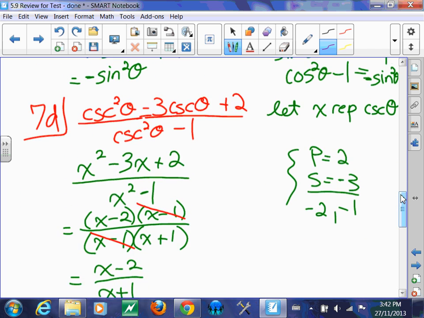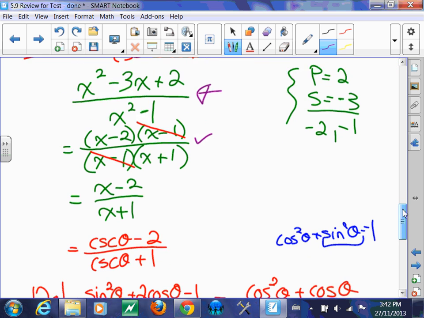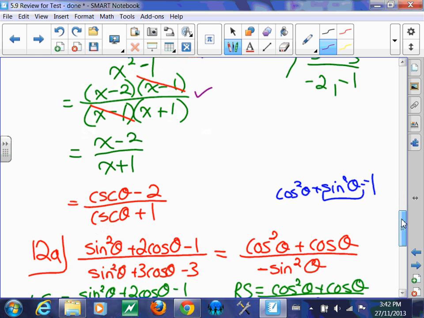Looking at 7d, again I'm taking a look at a whole bunch of cosecants. So I'm going to let x represent cosecant theta to make it easier. Then I've got a trinomial to factor on the numerator and a difference of squares to factor on the denominator. When I find my factors, I notice I can cancel out here. And what I'm left with is x minus 2 over x plus 1.